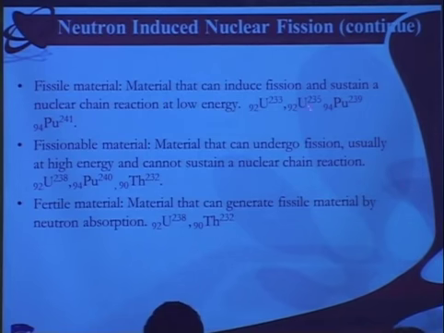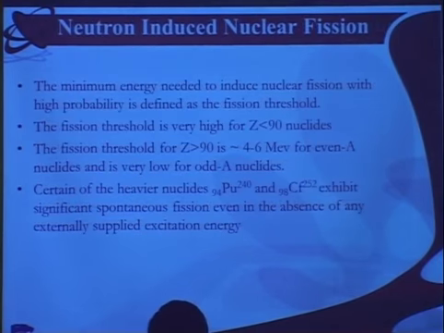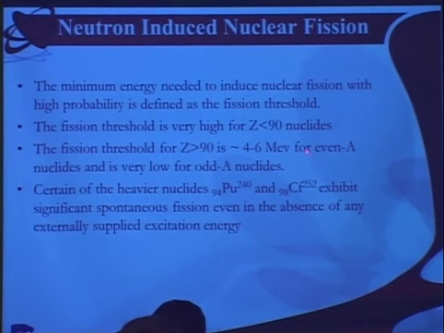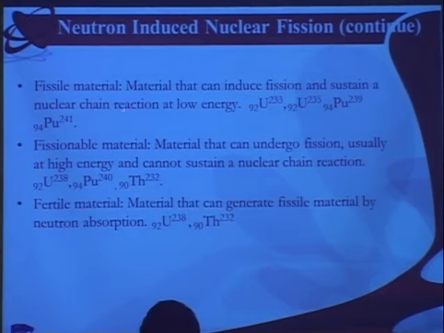Some examples of those isotopes are uranium-233, 235, plutonium-239, and plutonium-241. If we look back at the previous slide, we will notice that for a Z greater than 90, 233, 235, 92 is greater than 90, yes? So 233, 235, 241, 239, is A even or odd? This is why we said in this slide it is very low for odd nuclides. So for odd nuclides, we'll notice that this is odd.